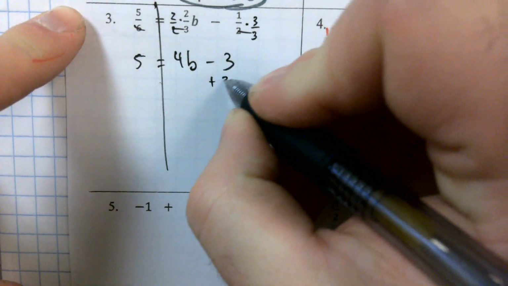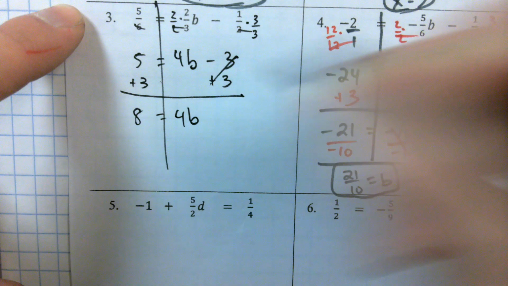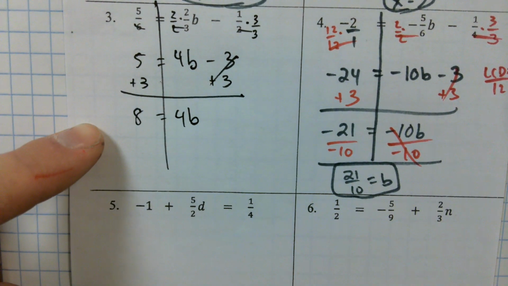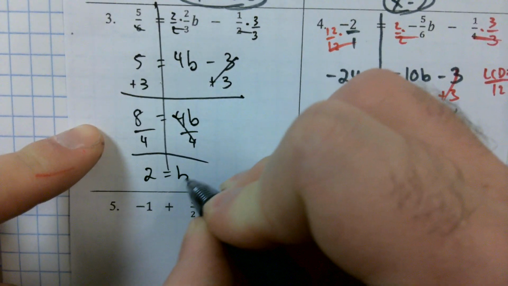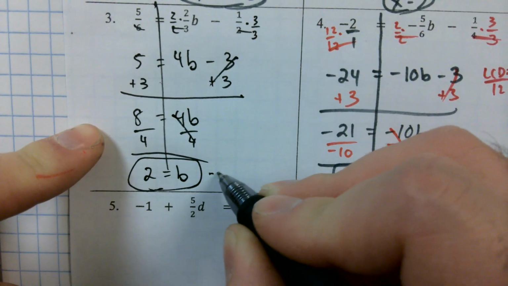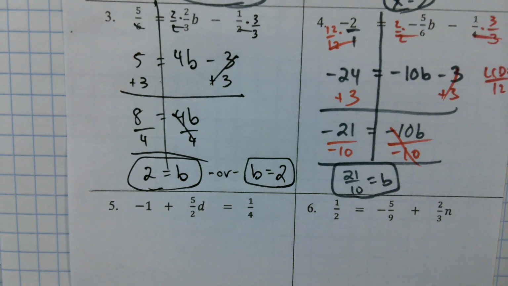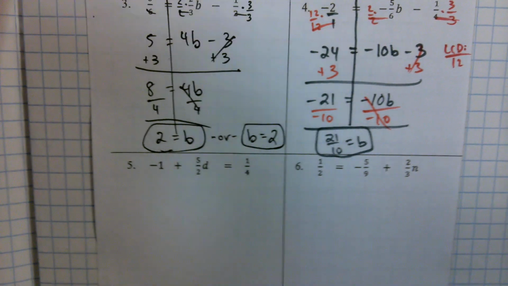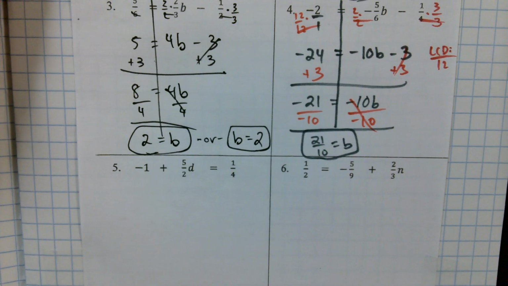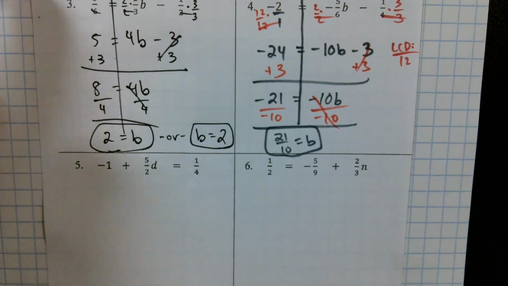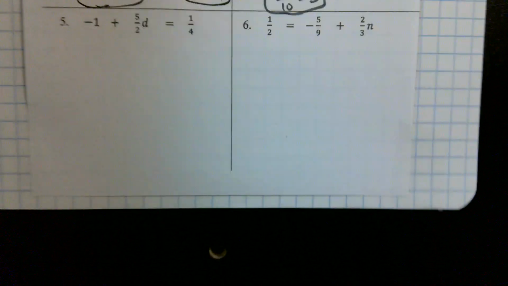I'm going to add 3 to both sides, giving me 8 equals 4b. And then I'm going to divide both sides by 4. What's 8 over 4? 2. Now you could keep it as 2 equals b, or just flip it around to b equals 2. Either way is fine. It's the same thing, right? Equal sign goes both ways. Anybody get 2 on their own for number 3? Click show thumbs. Thumbs up. You got 2? Very nice.